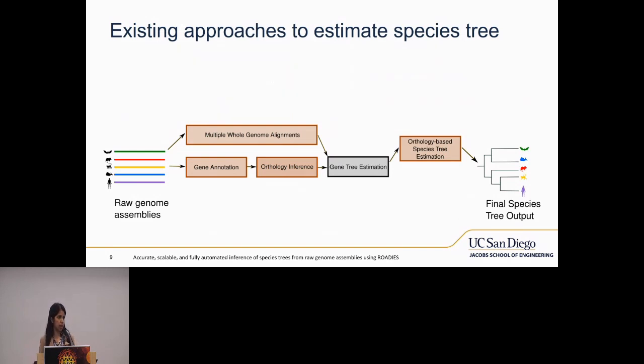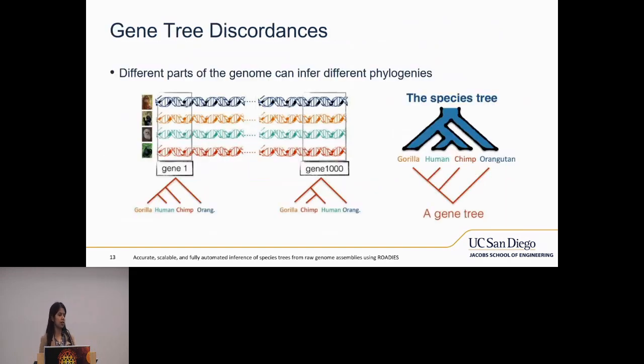There's another approach to infer the species tree, which is to annotate the genes, then infer the orthologs, and then estimate the gene trees and the species tree. Now, why are there two steps, gene trees and species tree? It is to take care of gene tree discordances. What are gene tree discordances? If we study different parts of the same set of genomes, they infer different evolutionary histories. As a result, there are differences between the gene trees and the species tree, and we need to take care of these discordances in order to get the accurate tree.